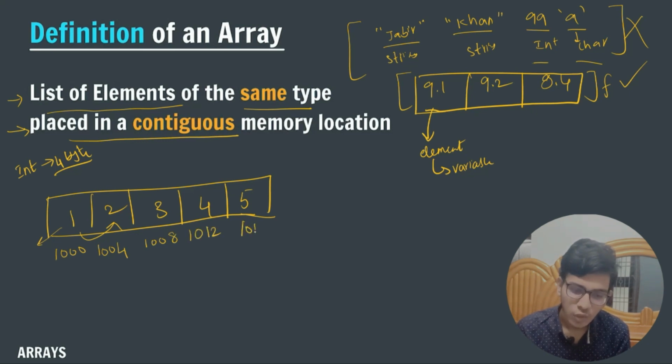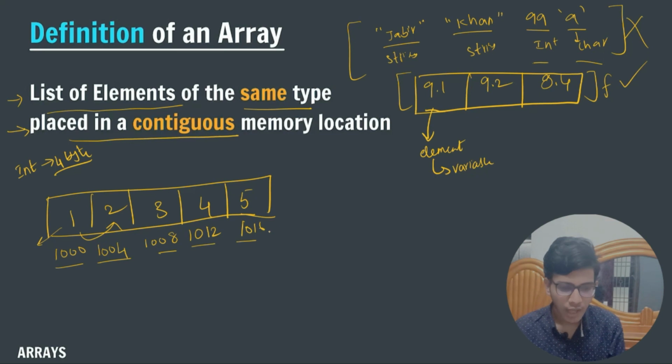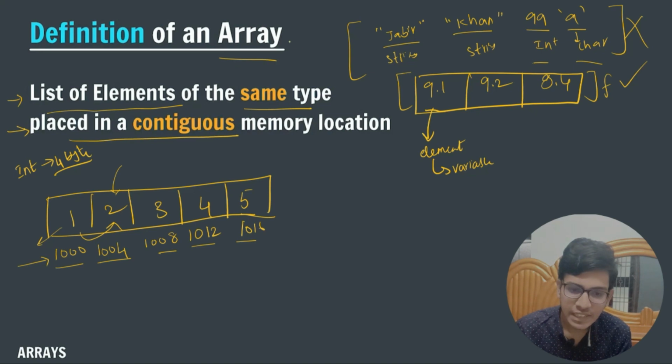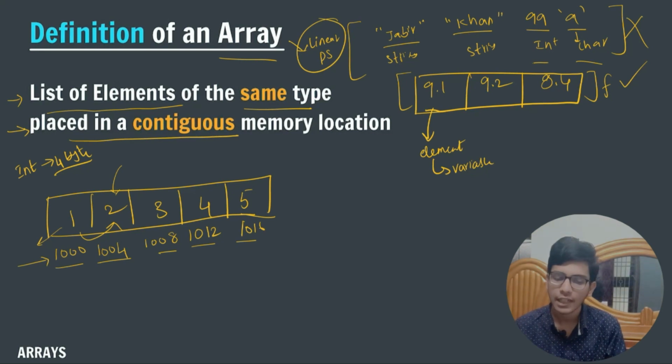After that, 1016. So you can see that after each completion of 4 bytes, another element is taking place. So we can say that the memory is allocated in a linear fashion, in a continuous way. That's why we call an array a linear type data structure. That is the reason we call our array a linear data structure.